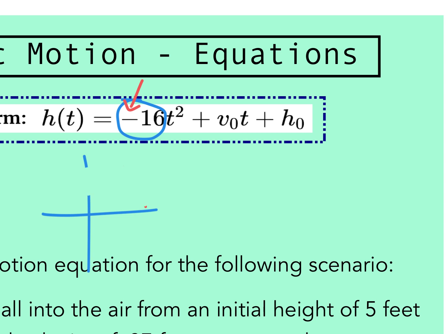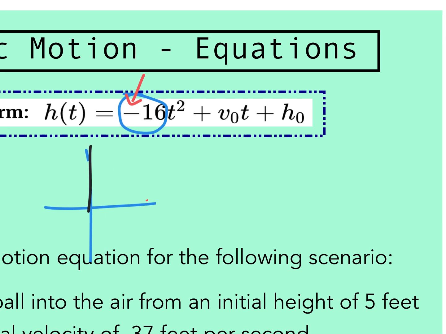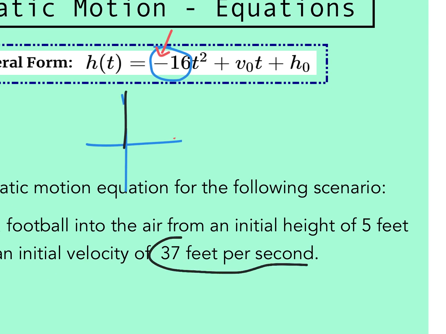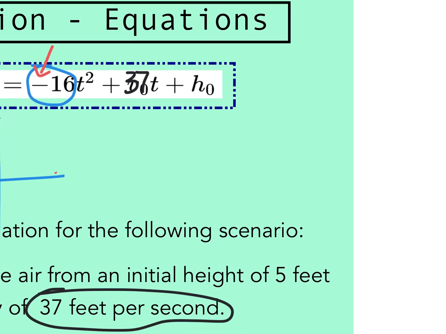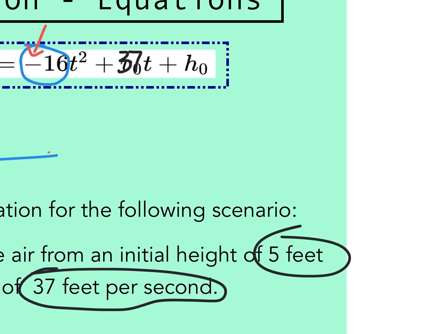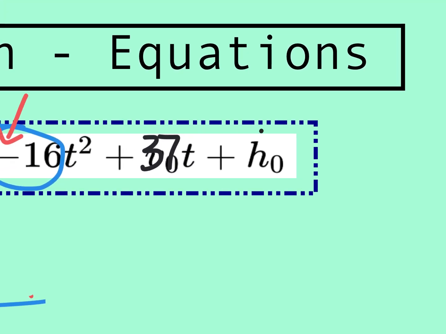Then the velocity, that's the speed you're throwing it at. Fancy word for speed. 37 feet per second. It just goes right here. 37. And last but not least is how high off the ground are you when you threw it? It says 5 feet. It goes there. Now we're not leaving yet.